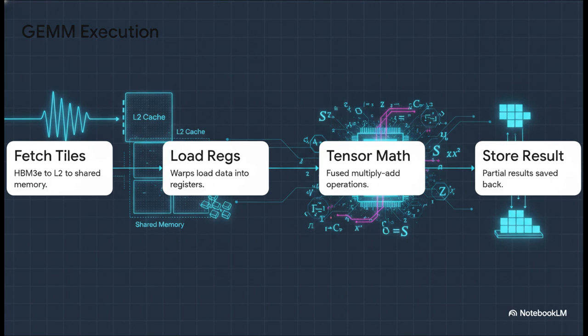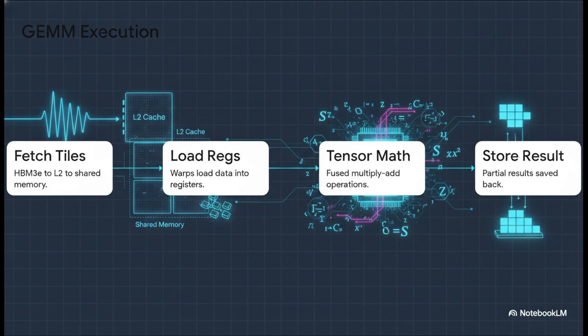Because LLMs rely so heavily on these GEMM operations, the H200 does something very smart. It breaks these massive equations down into smaller, manageable pieces called tiles. By following these exact execution steps, it maximizes efficiency.